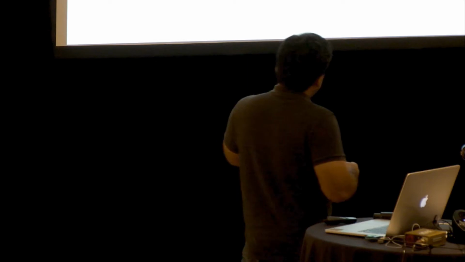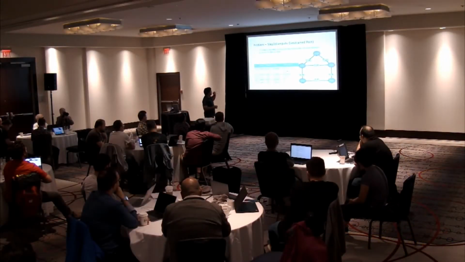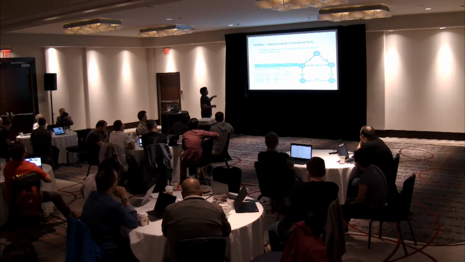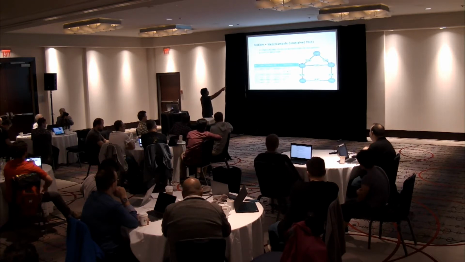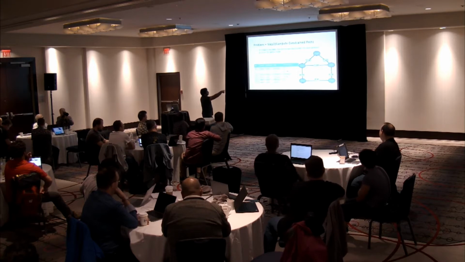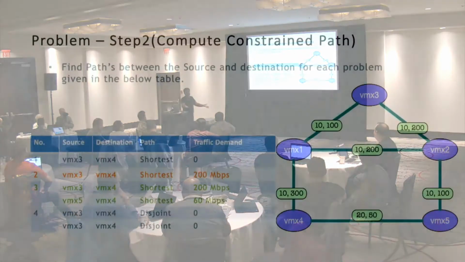The second part is that I have given four sets of problems on the left, and you basically have to solve these constraints. The first one is very easy. It just says, go from VMX3 to VMX4 and figure out the shortest path. If you look into it, VMX3 to VMX1 to VMX4 is the shortest path because the cost itself is 20 in the topology. So you have to compute that programmatically.